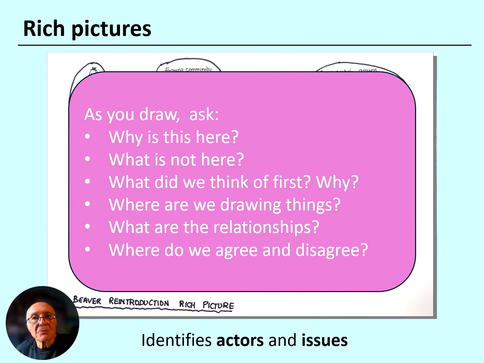What relationships have we got? Are there any we have omitted? That sort of thing. Where are our points of agreement and disagreement? If I'm drawing with other people, what are the things we had discussions about, disagreements about? So rich pictures are very useful.